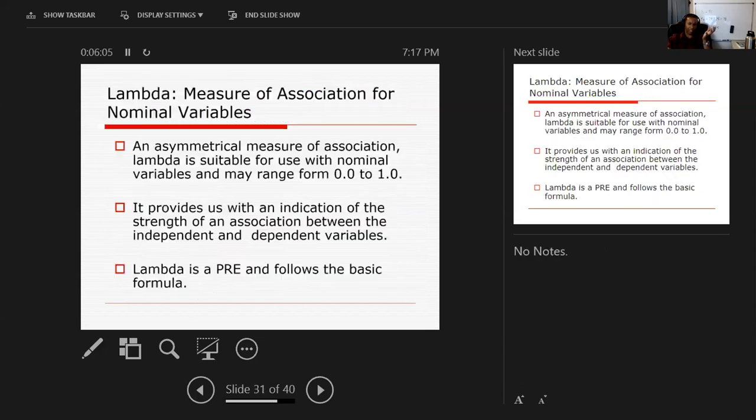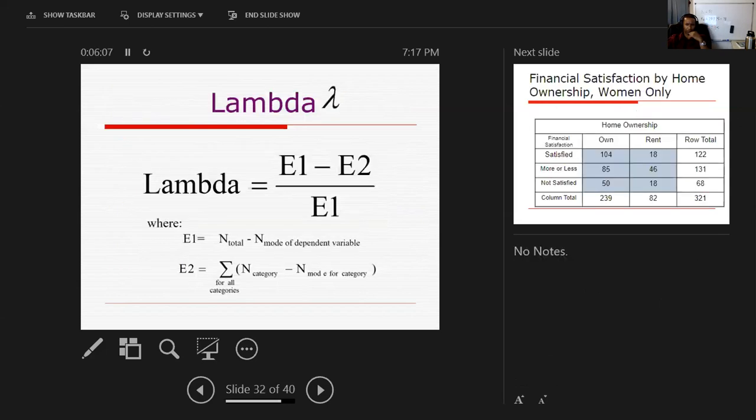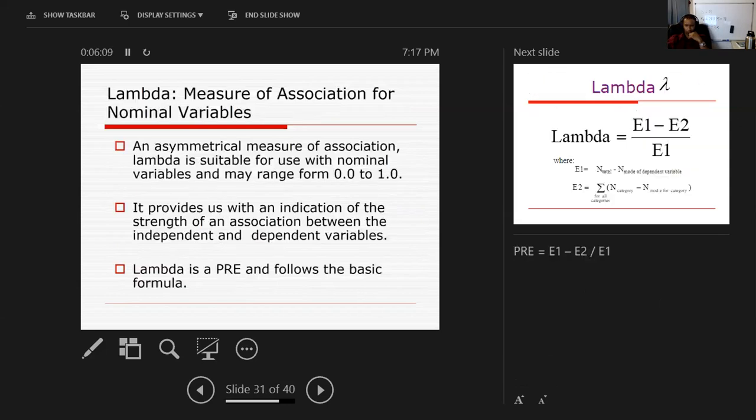So that's what we mean by asymmetrical. If you flip-flop the independent and dependent variables, the numbers are going to be different, yes. So it's important when you're calculating lambda that you specify which one is the independent variable and which one is the dependent variable, because your lambda is going to change if you flip them around.